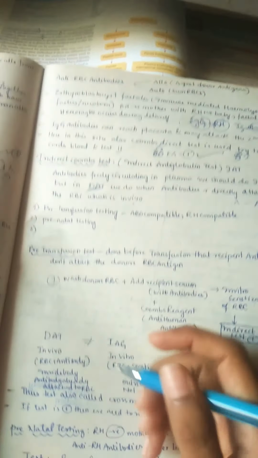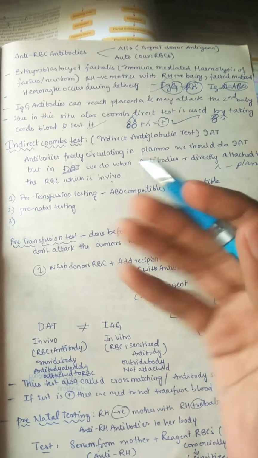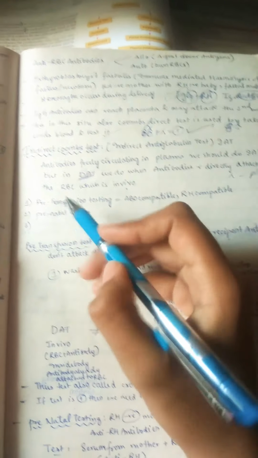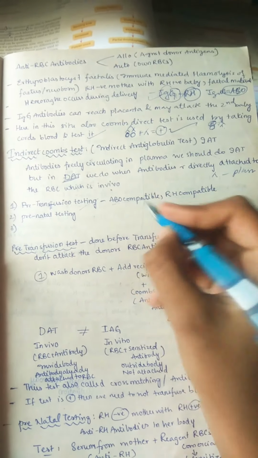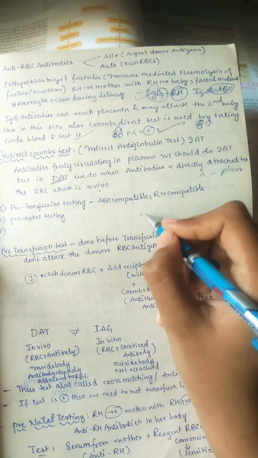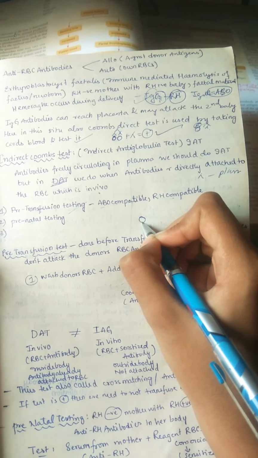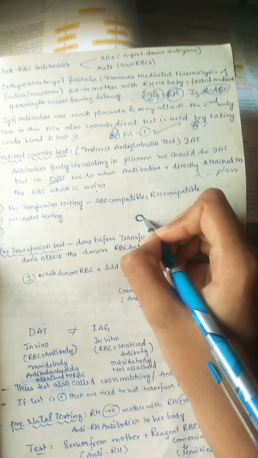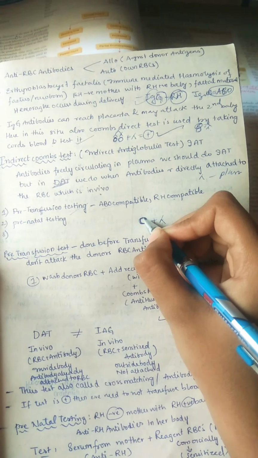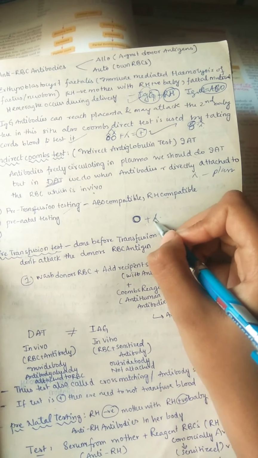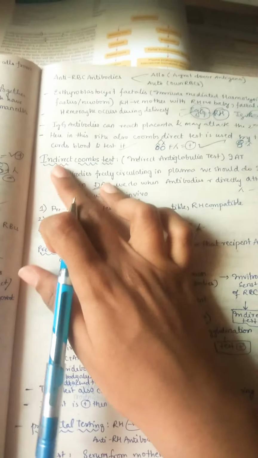For examples, in the case of the indirect Coombs test we have pre-transfusion testing, ABO compatibility and Rh compatibility. Before giving any blood transfusion to a patient we do a pre-transfusion test with the indirect Coombs test. For Rh compatibility, we know already the Rh negative mother with a positive baby. If we take the mother's cells, which are always negative RBCs, and we bind this indirect Coombs test with it, then it forms anti-RBC. We'll understand it. And we also do prenatal testing. All this comes under the indirect Coombs test.